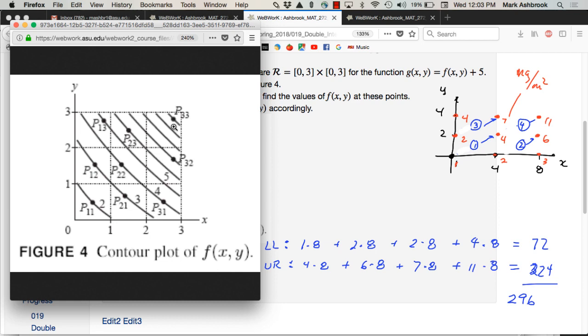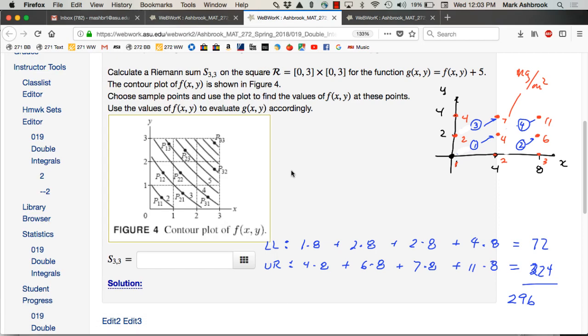But then you do it the same way. You do this through rate times dA. In this case, each one is just 1. Every dA is just 1. So I think you end up just adding up the different rate values because you multiply them all by 1 anyway. Oh, but then your G is plus 5. This is showing F, and you have to add 5 to all of them. So if G is the rate function, it's all these contour lines plus 5.